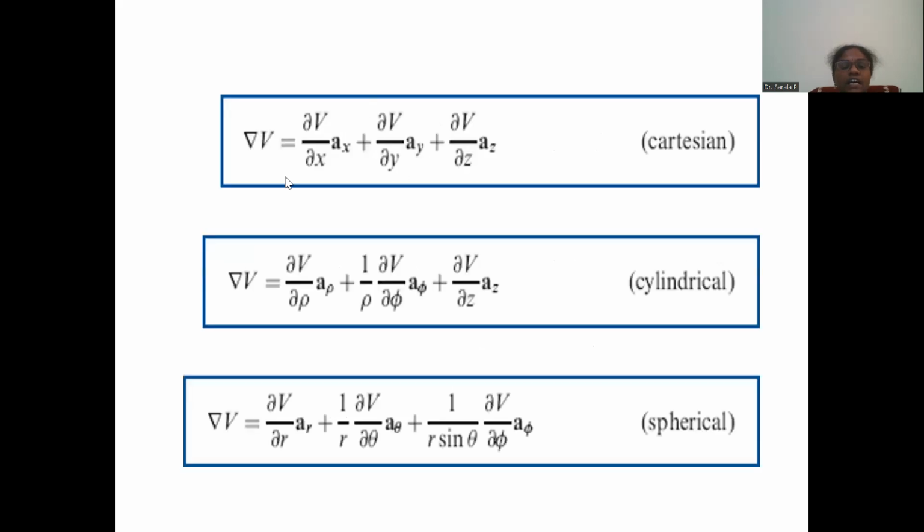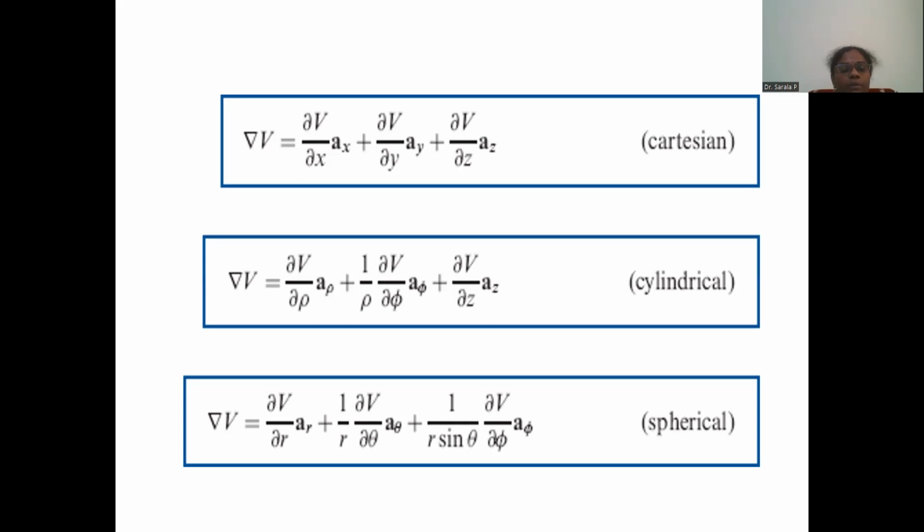So here, if we go with Cartesian coordinates, what is del V? Del V is nothing but ∂V/∂x a_x plus ∂V/∂y a_y plus ∂V/∂z a_z in Cartesian coordinates. Let us take this in cylindrical coordinates. So what happens in the cylindrical coordinates? Here we have to take into consideration rho, phi and z.